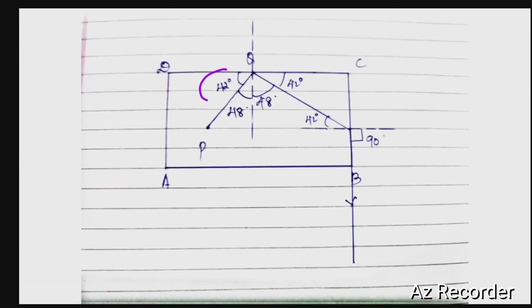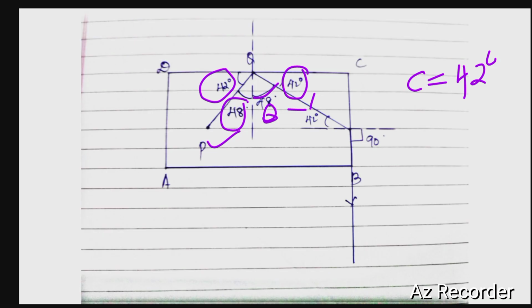So here this angle is given to be, sorry, 42. So this angle will be 90 minus 42, which is 48. Since the critical angle is 42 and the angle of incidence is 48, total internal reflection takes place and the light ray will rebound back at the same angle, which is 48. Since this angle is 48, this will be 42.